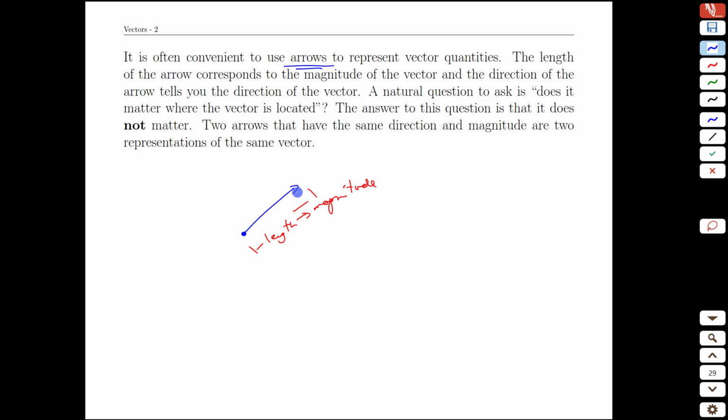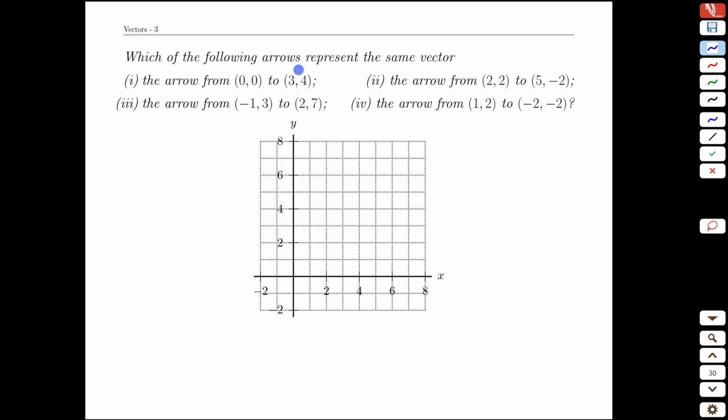One of the interesting things about this vector representation is that it doesn't matter where the vector is located. We can imagine this force, as a force vector, being applied or drawn here, but it would be considered the same force vector if it was moved over to here. There's no difference in the way we think about these vectors if we change where they are rooted. Let's try to make that a little more concrete.